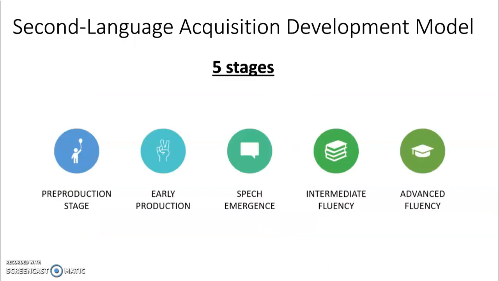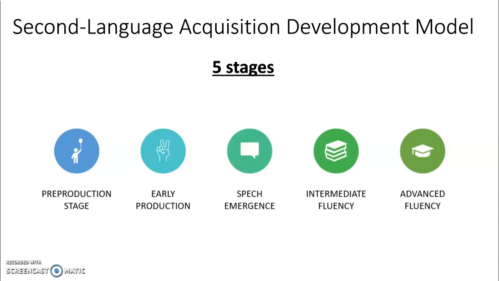There are 5 stages of second language acquisition development in this model. The first one is the pre-production stage. In this stage, the student uses nonverbal communications, listens very carefully, and follows the actions of peers.